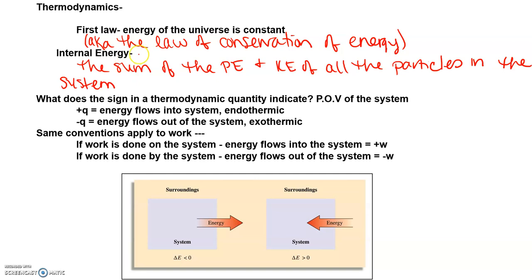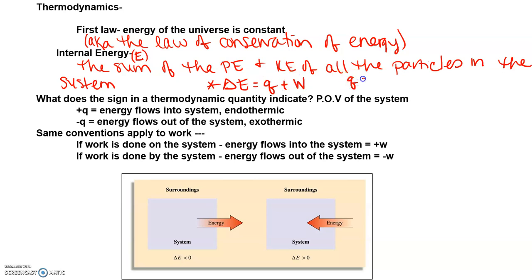It simply just gets converted to a different form or transferred to another object. Internal energy is the capital letter E that you see. So anytime you see that capital E, we're talking about internal energy. And internal energy is the sum of the potential energy and the kinetic energy of all the particles in the system. And so the equation for internal energy is delta E is equal to Q plus W.